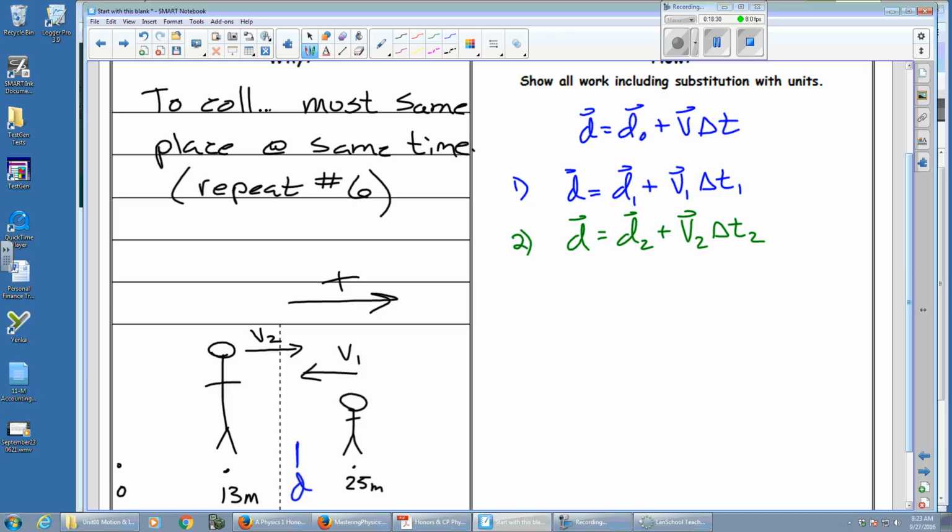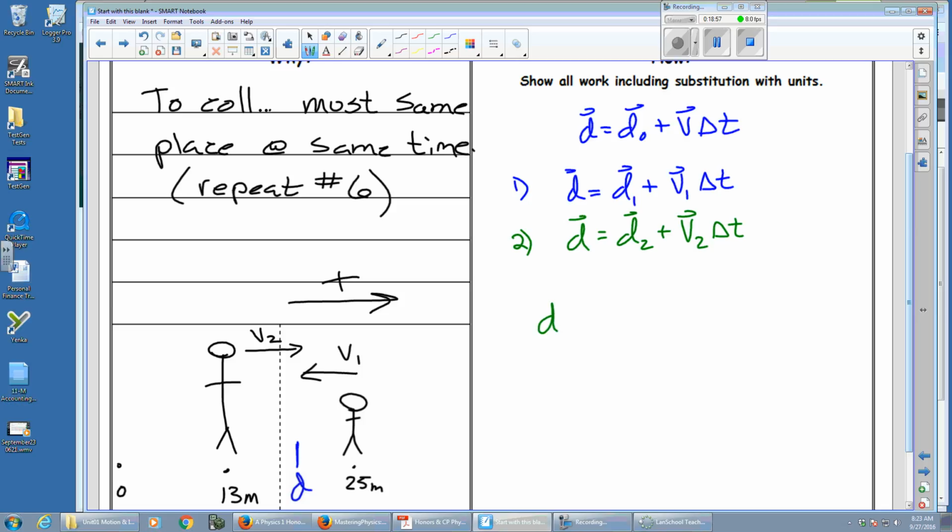Oh, wait a minute. Do they move for the same amount of time? Yeah, I think so, right? Yeah, I think they move for the same amount of time. So I'm going to pull off the subscripts on the T because they're the same. I only need subscripts when they're different. So my step now is to set these two equal to each other.